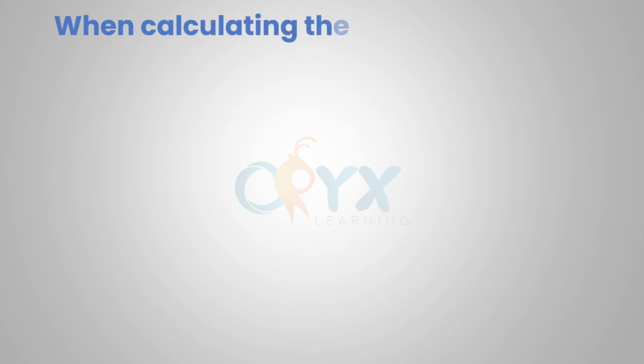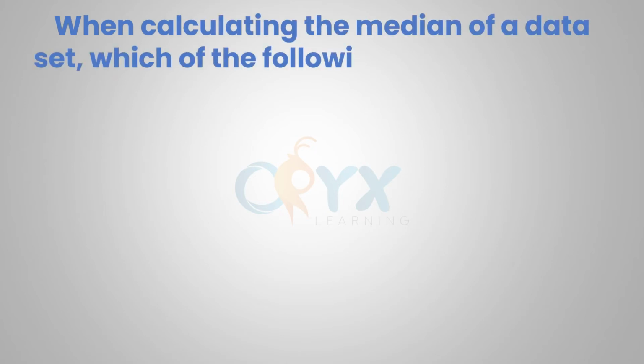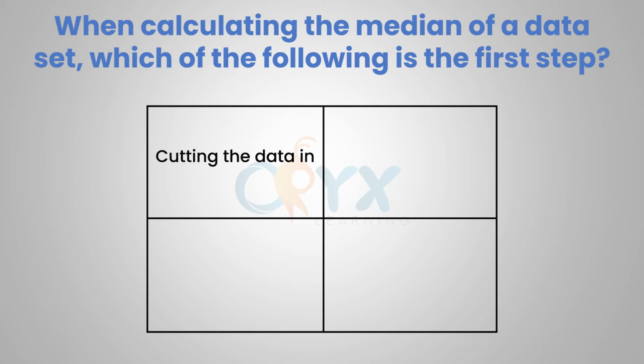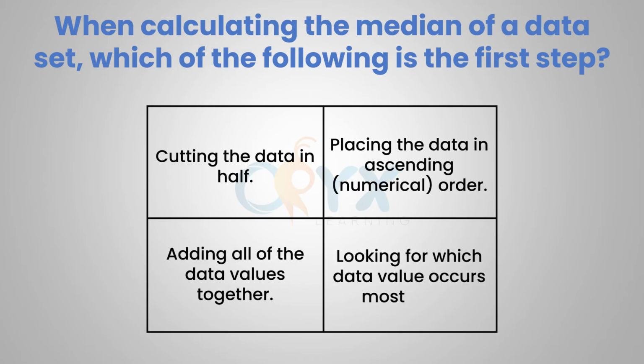When calculating the median of a dataset, which of the following is the first step? The median, or the middle, is the middle of an ordered dataset. That means that first, we must place the data in ascending or numerical order in order to find the middle.